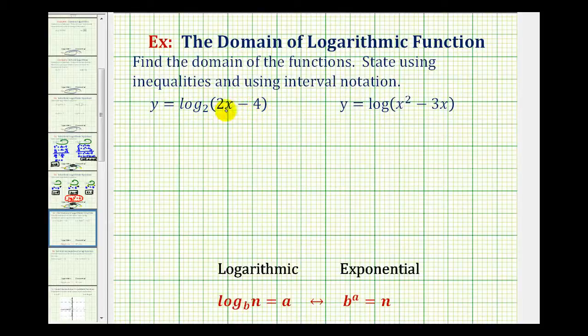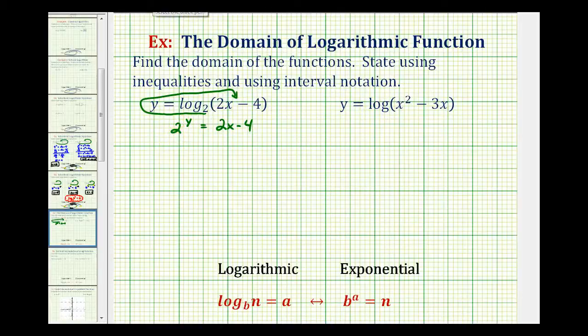The quantity 2x minus 4 is the number part of the log that's obtained by raising 2 to the power of y. Remember, in exponential form, 2 is the base, y is the exponent, and the number would be the quantity 2x minus 4. So if we think about all the possible values we get when raising 2 to a power, the result is always going to be greater than 0.